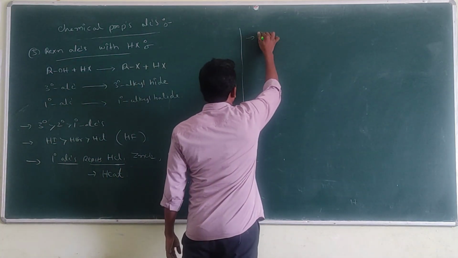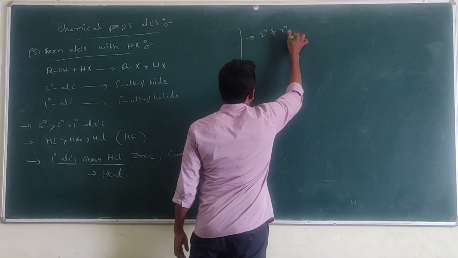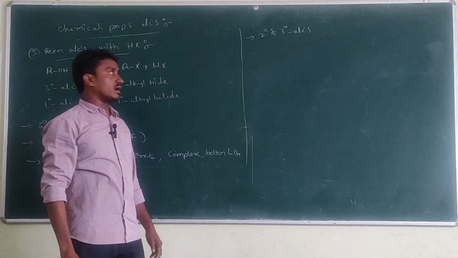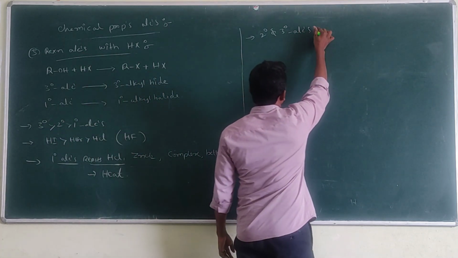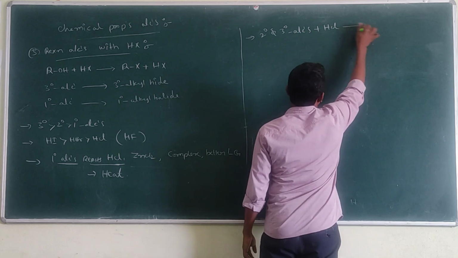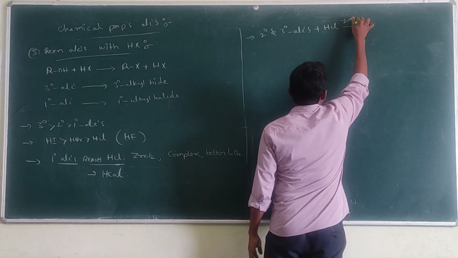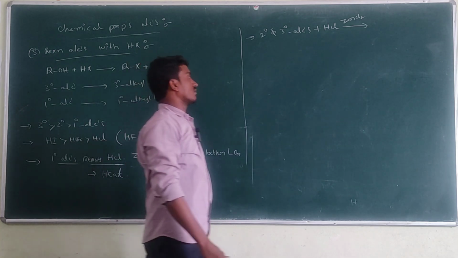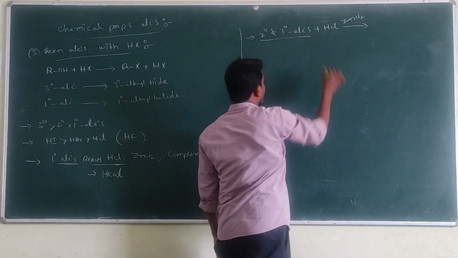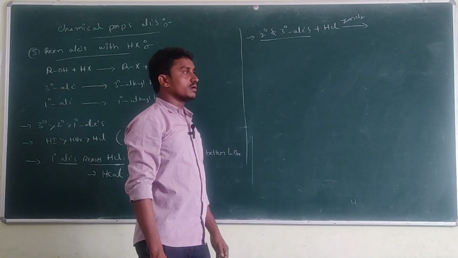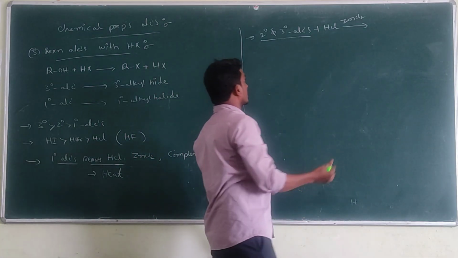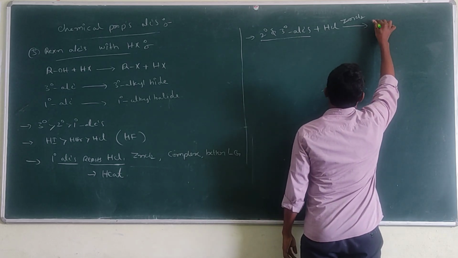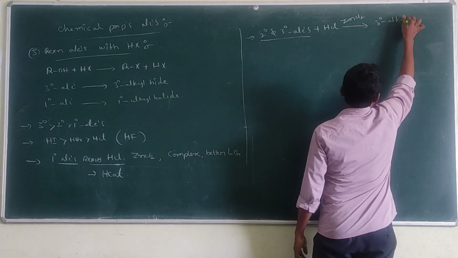But in the case of secondary and tertiary alcohols, in reaction with HCl, ZnCl2 is not required. Secondary and tertiary alcohols are more reactive than primary alcohols. They can form tertiary alkyl halides.